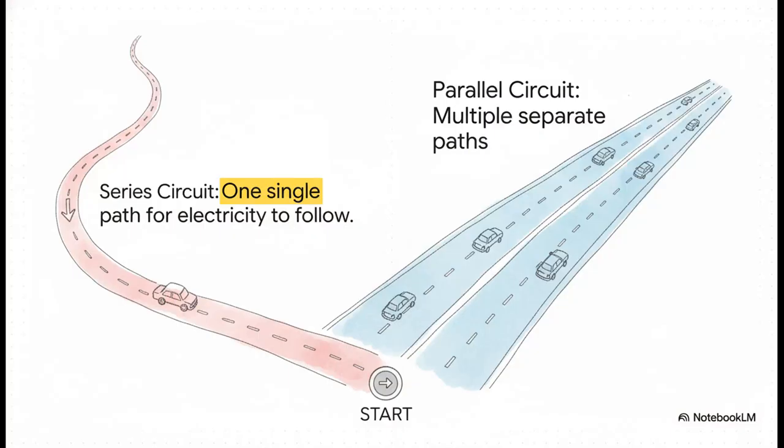It all comes down to the path the electricity is allowed to take. Is it stuck on a single one-way street where there's only one route? Or is it on a big highway with tons of different lanes to choose from? That's the whole ballgame, the core difference between series and parallel.